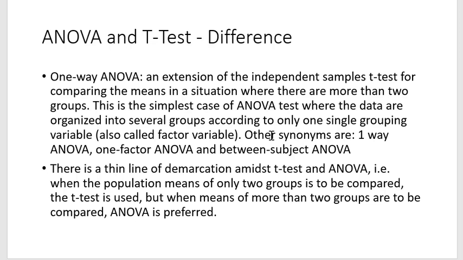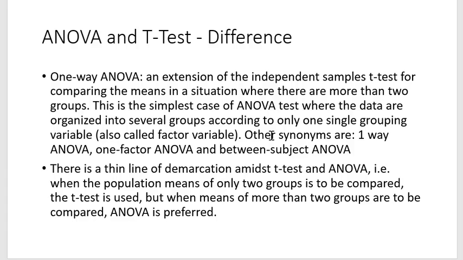So what is ANOVA and how is it different from the t-test? One-way ANOVA is an extension of the independent samples t-test for comparing the means in a situation where there are more than two groups. This is the simplest case of ANOVA, where the data are organized into several groups according to only one single grouping variable, also called a factor variable. Other synonyms are one-factor ANOVA and between-subject ANOVA.